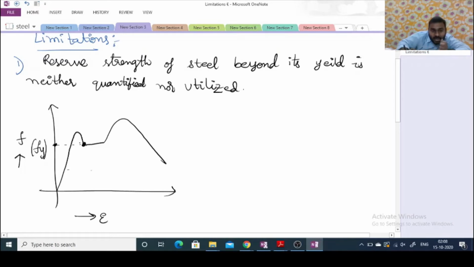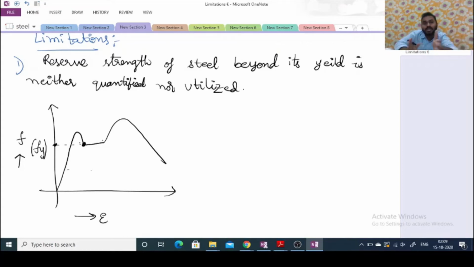From this graph, it is very clear that there exists strength for the steel beyond yielding. That strength is known as reserve strength. What is the meaning of it? Because of the external applied load, the material is subjected to stress, and in most of our design methods, we limit the stress developed in the material to this yield stress. But beyond yielding there exists strength, known as reserve strength. Is that clear, everyone? This reserve strength of steel in this method is neither utilized nor quantified.